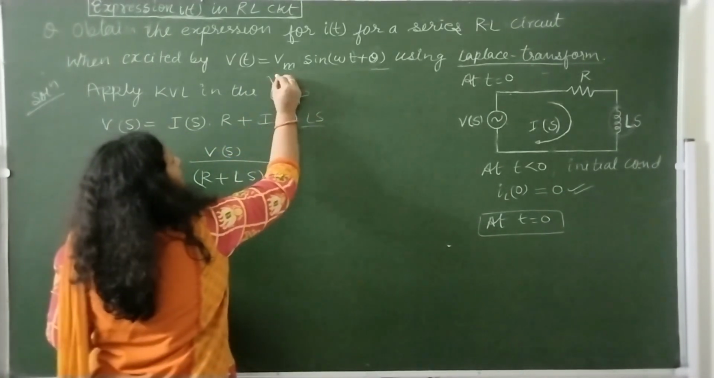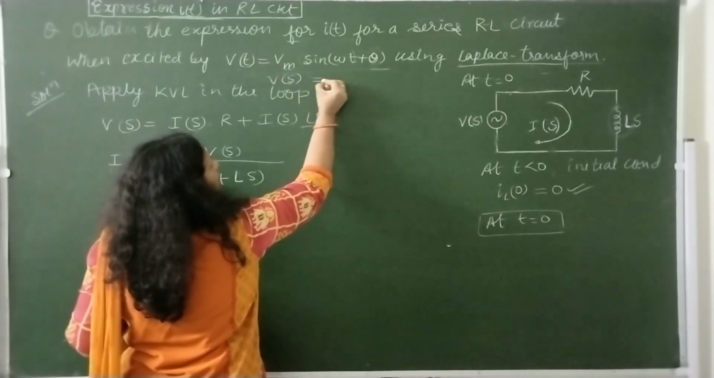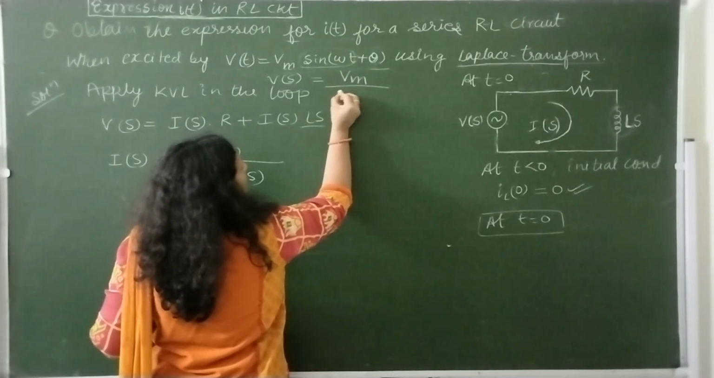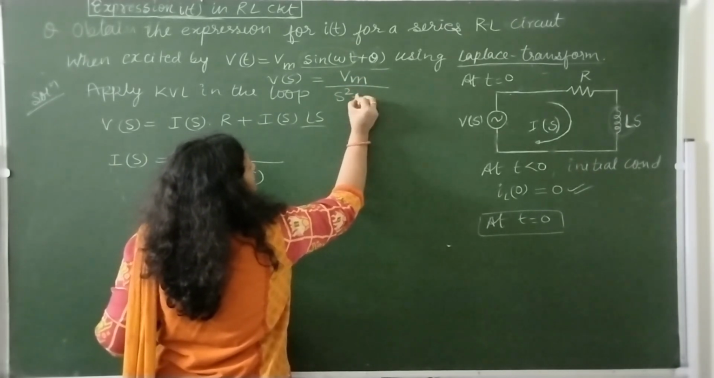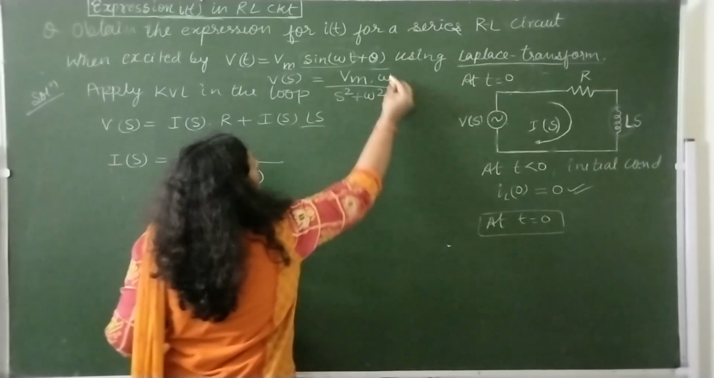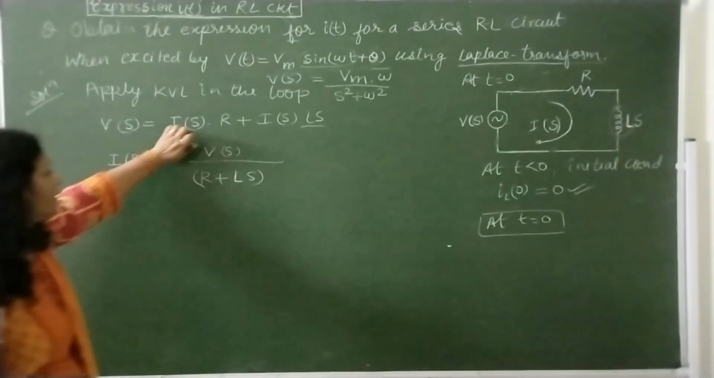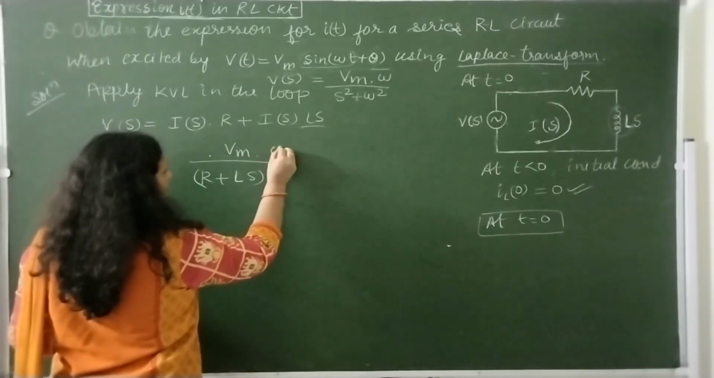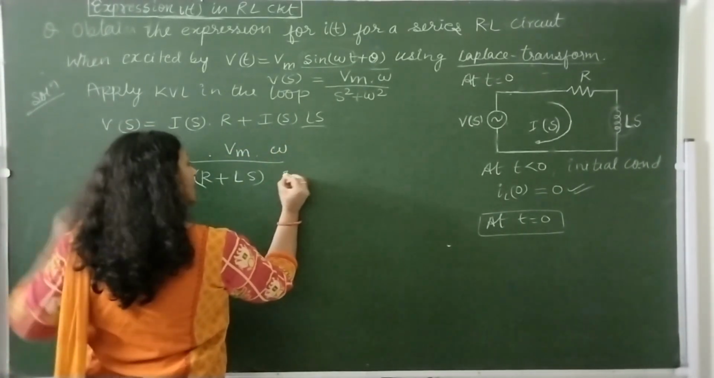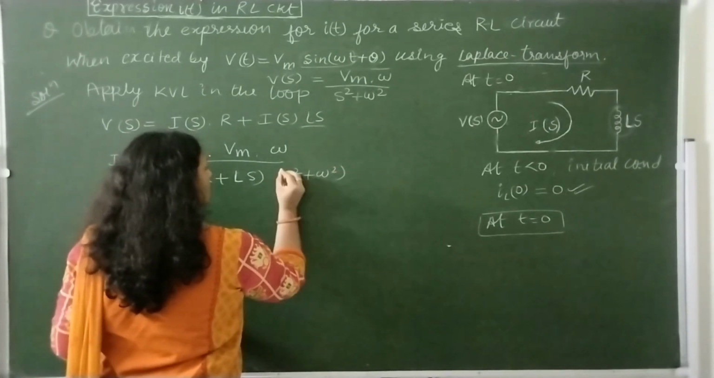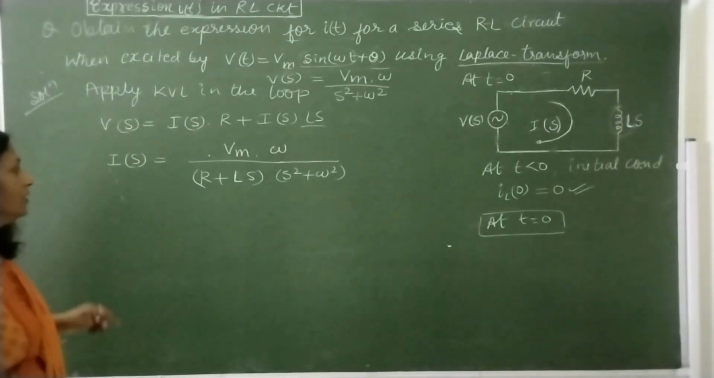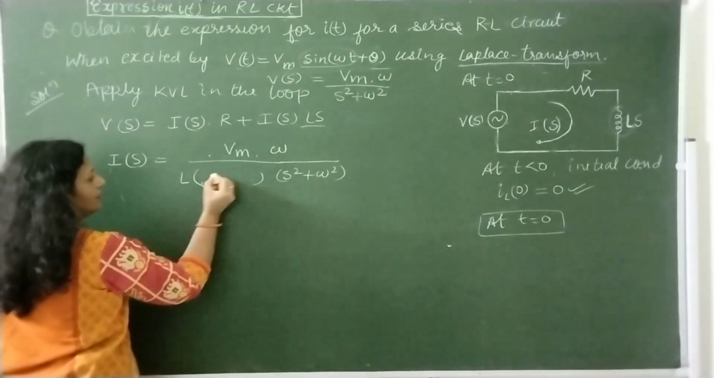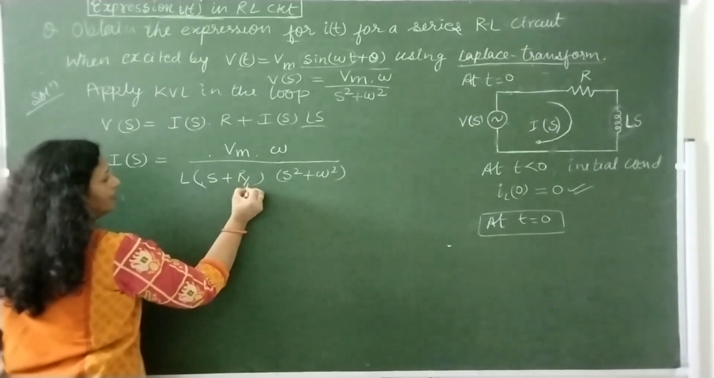Okay, this Vs is nothing but Laplace transform of this input signal. So find the Laplace transform of this input signal, which is equals to Vm multiplied by Laplace of sine omega t, that is omega divided by s square plus omega square. So we can replace this Vs by Vm into omega divided by s square plus omega square. We can write this term as L times (s plus R by L).